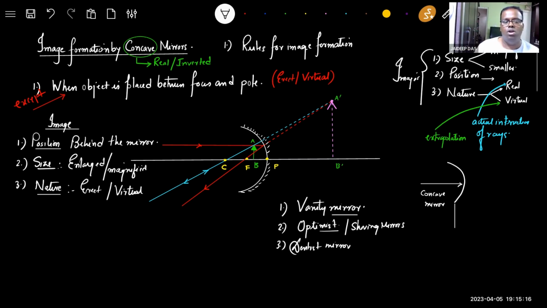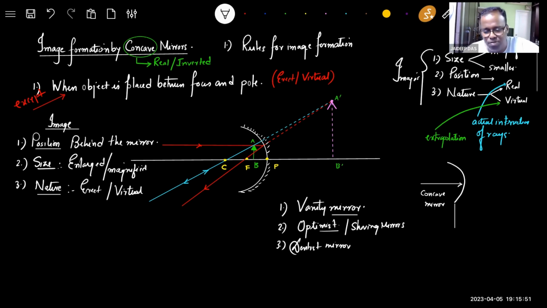So vanity mirror, optician's mirror, shaving mirrors, dentist mirror, these are all examples of concave mirror, and there the object must be near to the mirror. The dentist will never hold his mirror here and the teeth over here. He will always hold it near, in front of your mouth, in front of the tooth. Did you understand this case completely? It is one of the only unique cases where you get a virtual image and an erect image. All the other images will be inverted, all of them will be inverted and real.